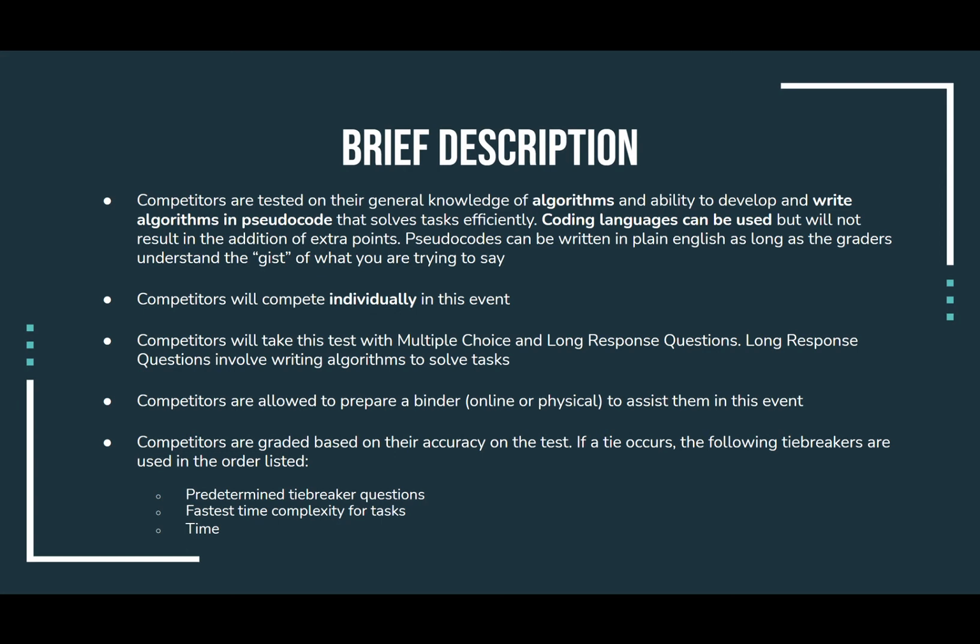If a tie occurs, for instance, the following tiebreakers are used in the order listed. Firstly, predetermined tiebreaker questions. Secondly, fastest time complexity for solving the algorithms. And lastly, the time you take to complete the actual test.